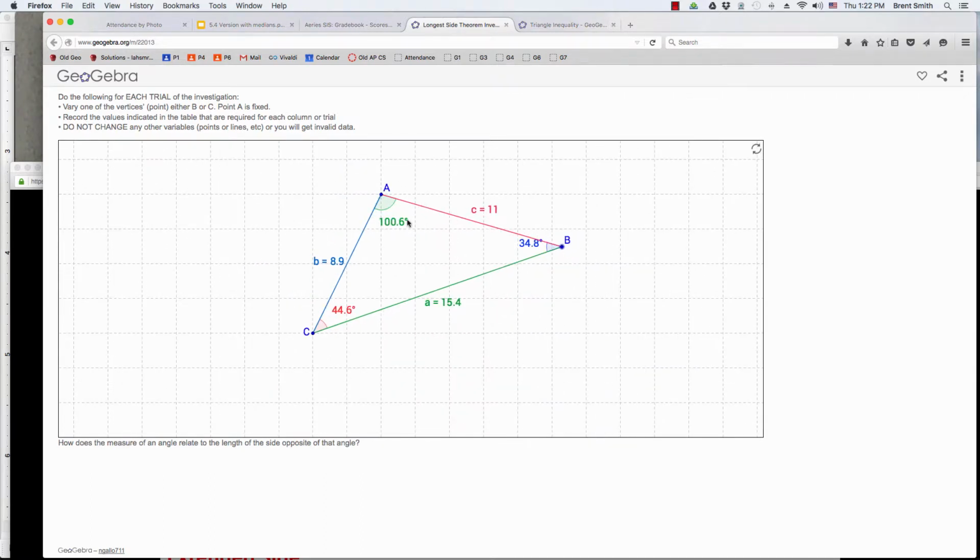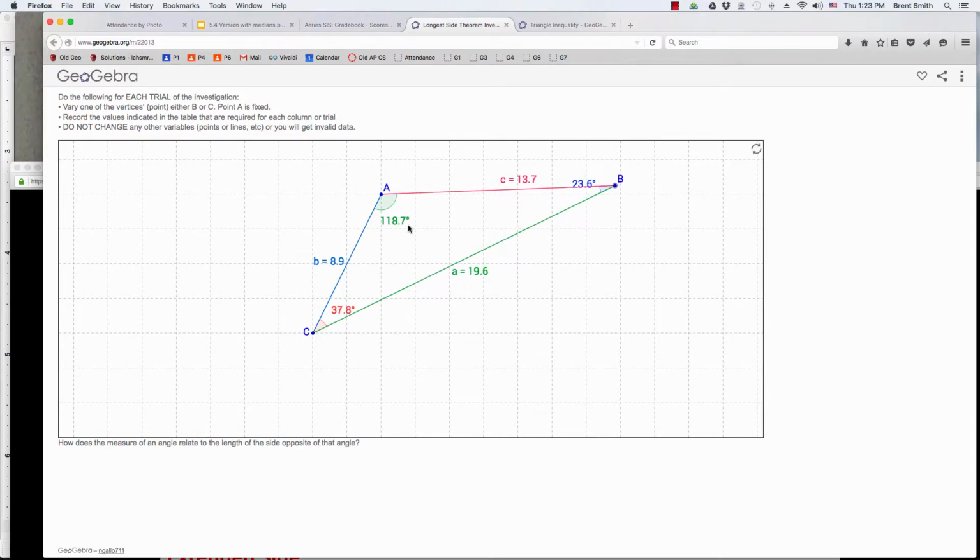So if I look at these three, the angles are 100, 44, and 34. The largest angle, if I go opposite that, is the longest side, which makes sense because it has to open up wide and it creates that longest side. Also, the smallest angle, 28.9, is opposite the smallest side, 8.9. So that's going to hold no matter what.